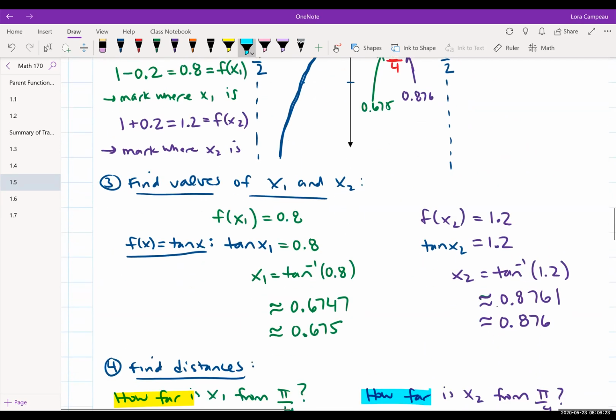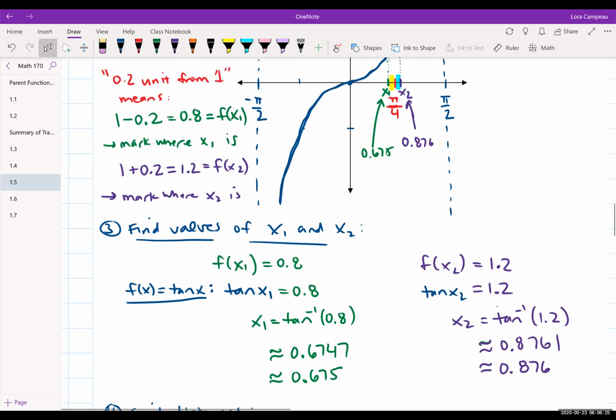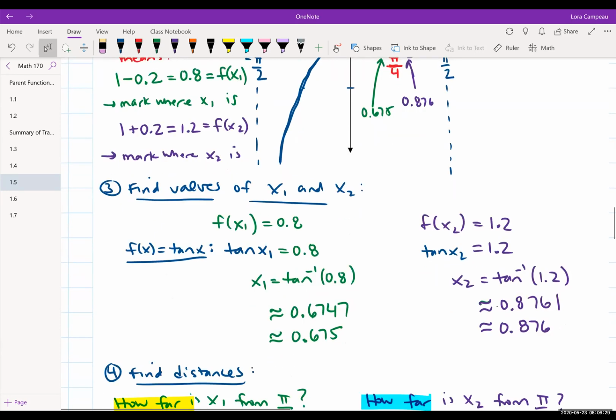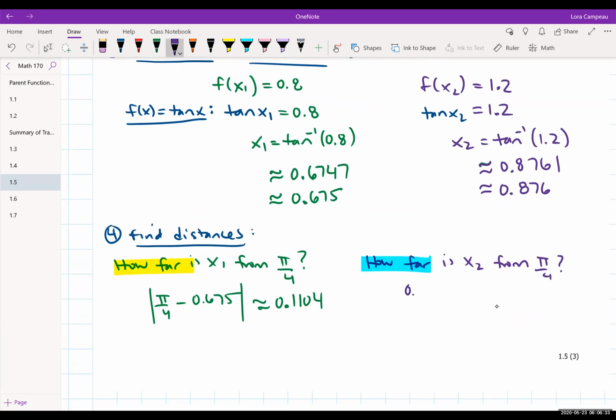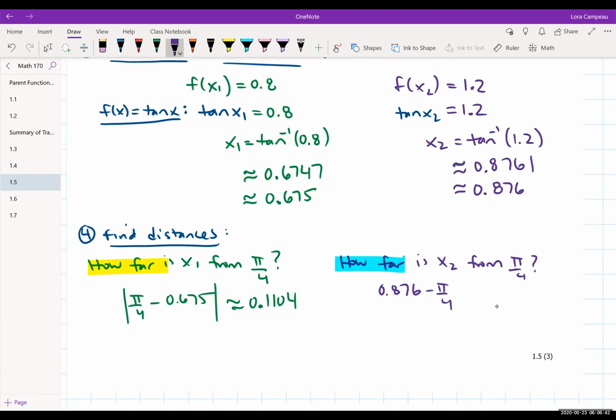And if you look at it, you could say, okay, well, the 0.876 is larger than the pi over 4, so we can write it like that: 0.876 minus pi over 4. Or if we didn't want to bother with figuring out who's bigger or who's smaller, it's the same thing as writing the absolute value. Either way you go, you will still get the same answer.